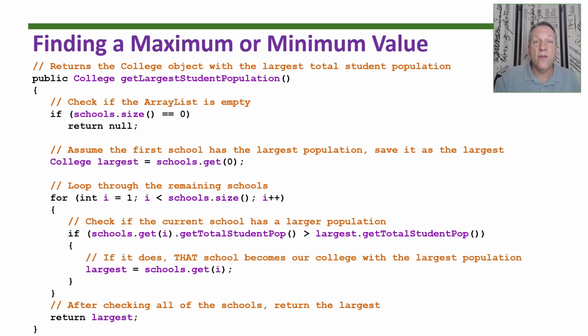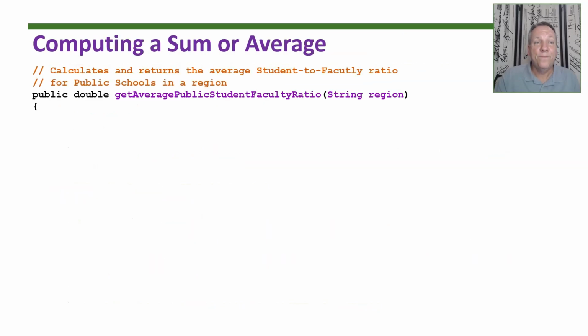Let's look at another method. Here we go. We're going to compute a sum or an average. And in this case, we're going to write a method called getAveragePublicStudentFacultyRatio, which is a long title. But we're going to calculate and return the average student to faculty ratio for public schools within a particular region. And we're going to use the parameter region so that we can run this for different regions of the country and find out what their average student to faculty ratio is amongst the public schools in that area.